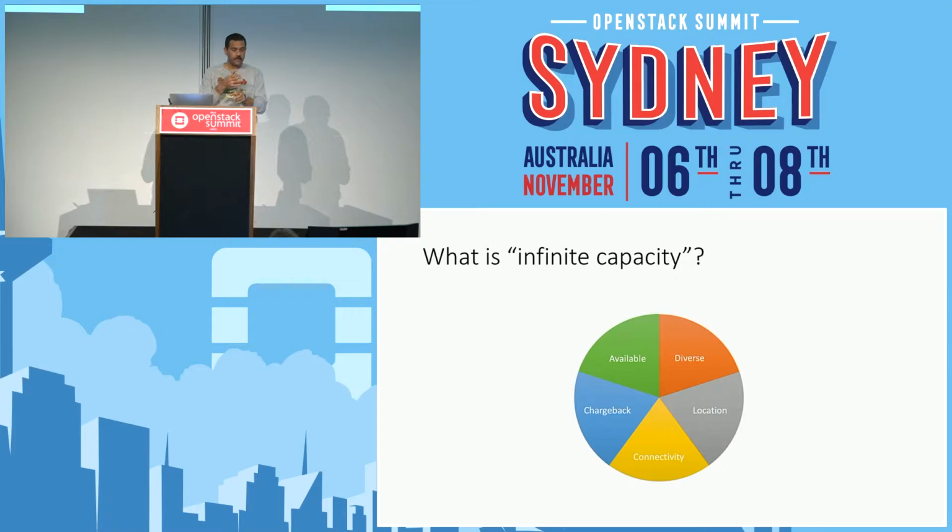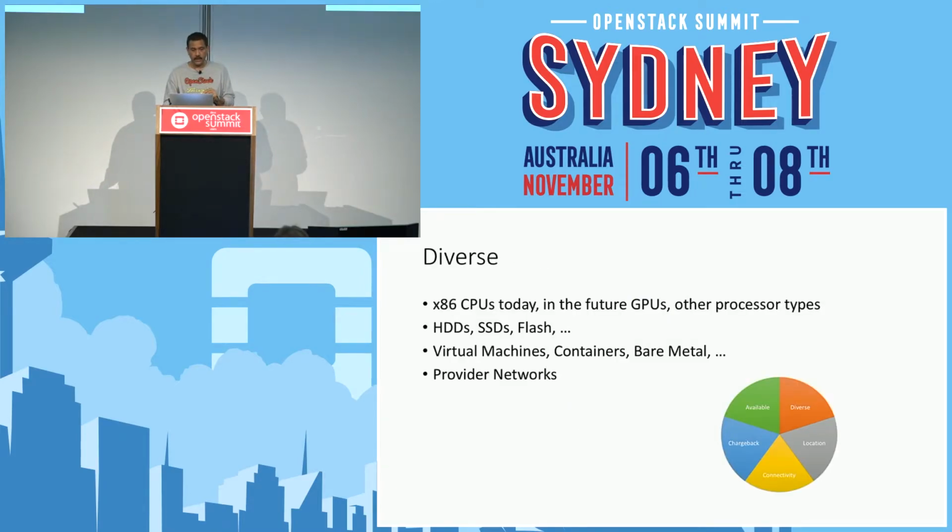Availability, it should be available. We'll talk about each one in detail. Availability, diversity, location, connectivity, and the ability to charge back. Okay? I'll give you an example of the kind of application which I find fascinating.